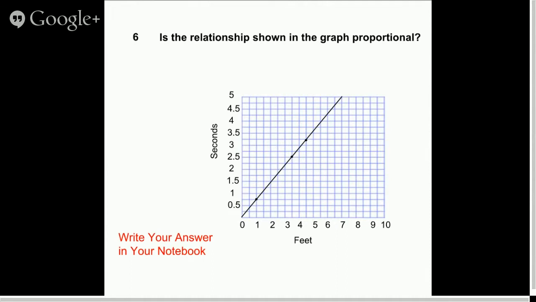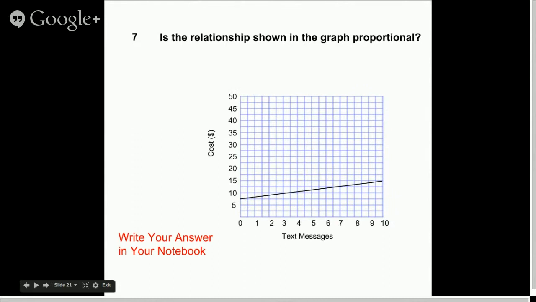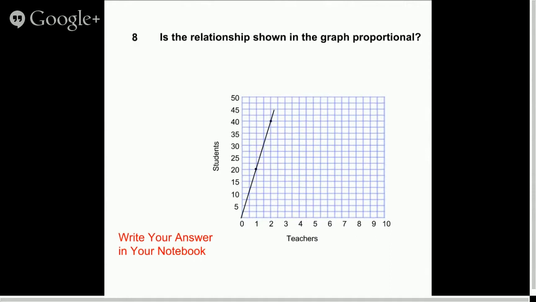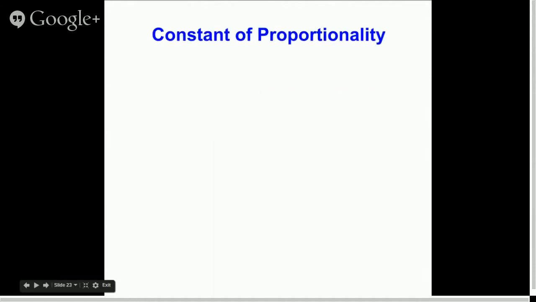Last one of these, pause it, write your answer. Okay, yes, they are proportional. Straight line through the origin. Oh, I guess we have two more. How about this one? Go ahead and pause it. You're right. No, they are not proportional. Doesn't go through the origin. And this one, go ahead and pause it. Yep, it is proportional, goes through the origin.